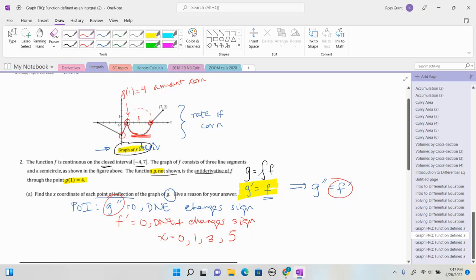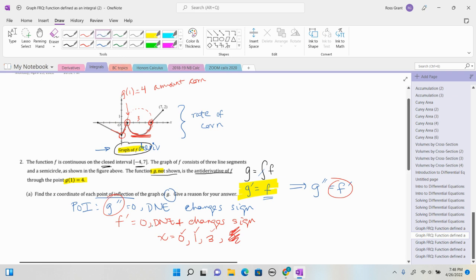Now let's see. F prime has to change sign. So the slope went from negative to positive at 0. Check. At 1, the slope went from positive to negative. At 3, the slope went from negative to positive. At 5, the slope went from positive to positive. So you are not a contender there anymore.